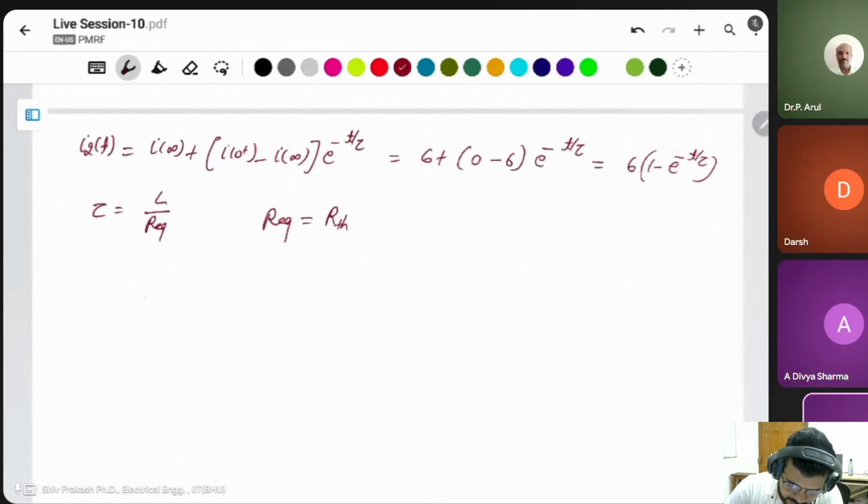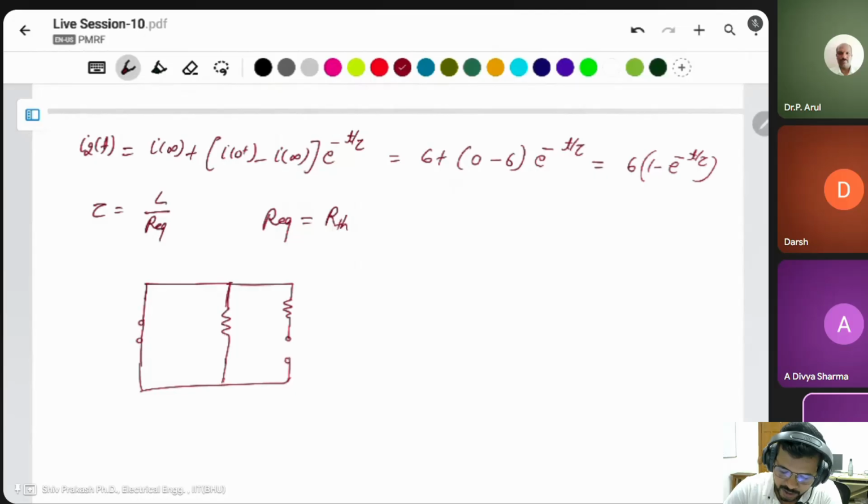Then this circuit has a short circuit for the voltage source and open circuit for the current source. There is a voltage source, this will be short circuit. You have to open that point at which you want to find the RTH. You have to open that circuit. This resistor is 4 ohm, this resistor is 12 ohm. Then what is the RTH in this case? Anyone can guess what the RTH is in this case?